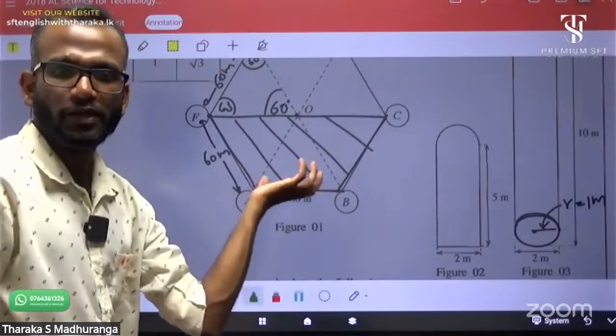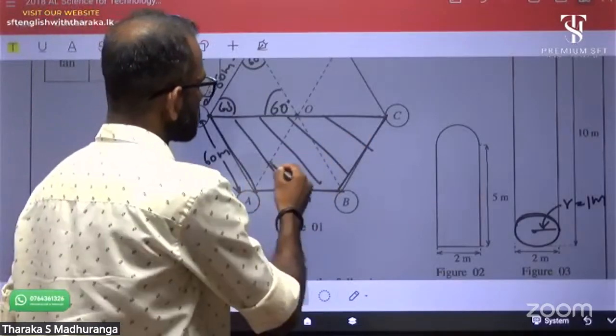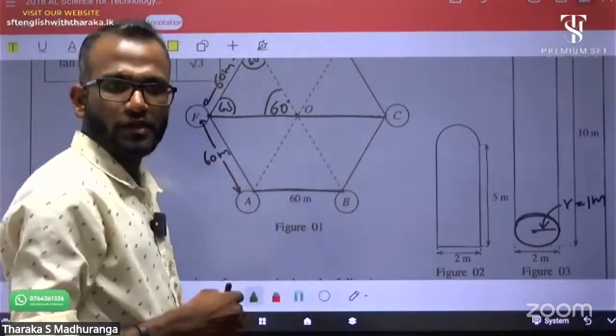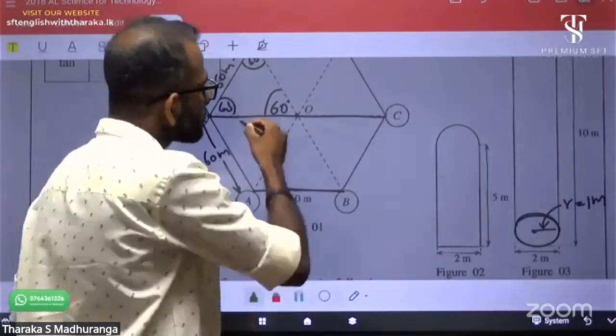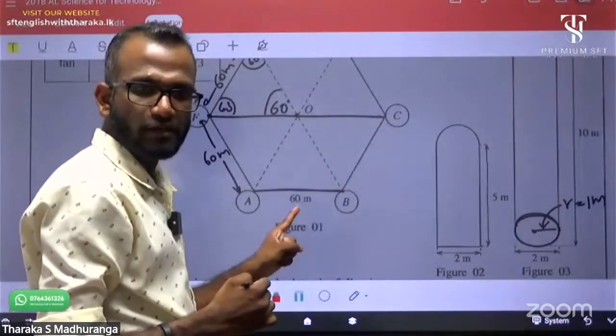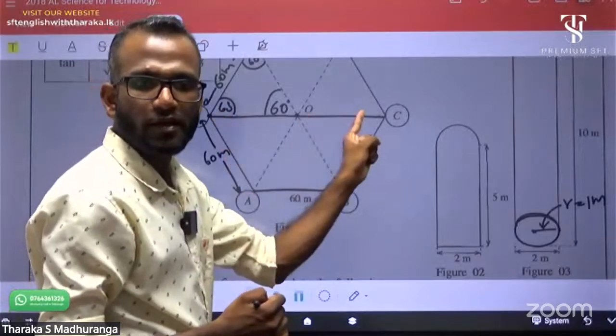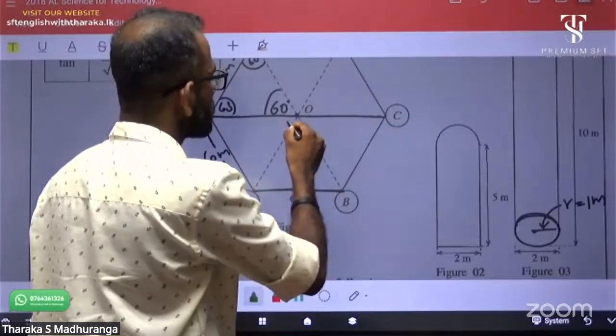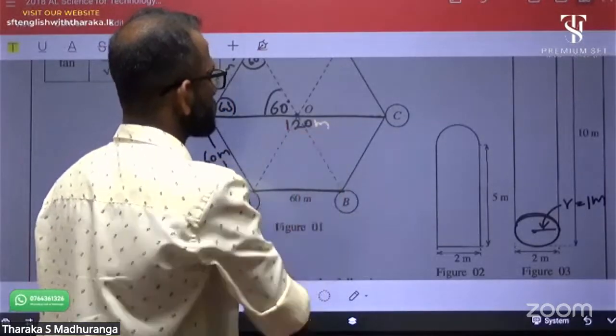It's a trapezium. Very good, Nabil. Then what is the length of this side? It is 60 meters. Then what is this side? It's 120, 60 into 2. 120 meters.